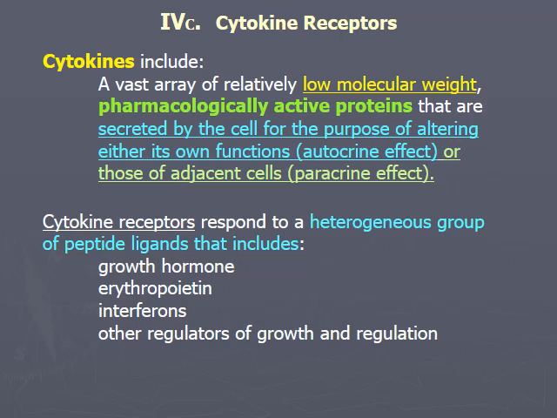And so there are many types of cytokine receptors. One of the receptors for growth hormone, erythropoietin receptors, interferon receptors, many other receptors that can affect cell growth and regulation, that can affect immune response, would fall into this category.